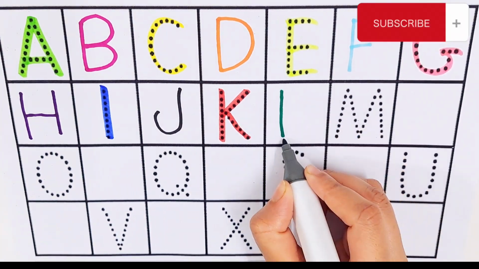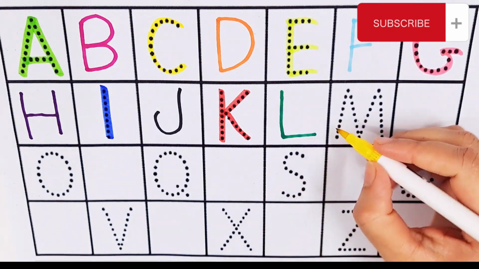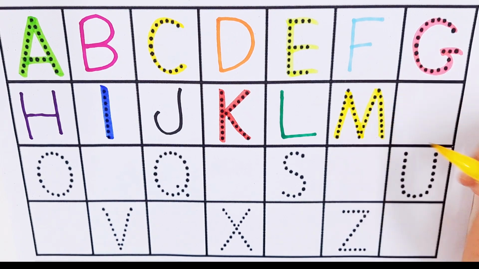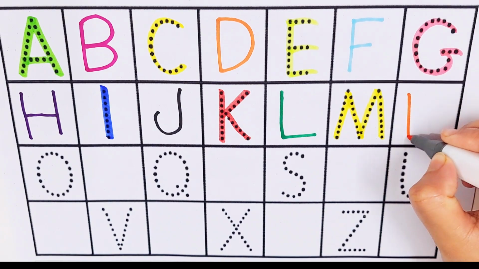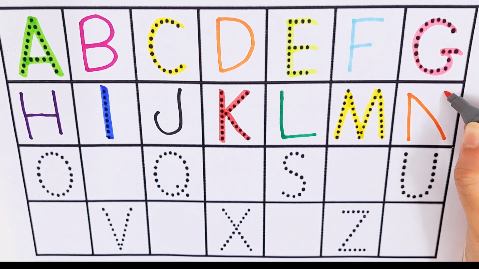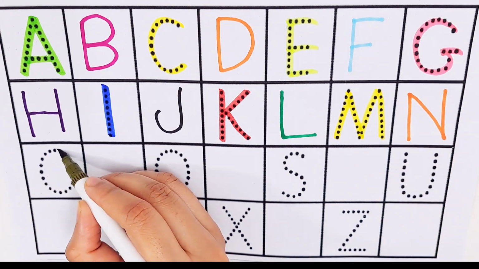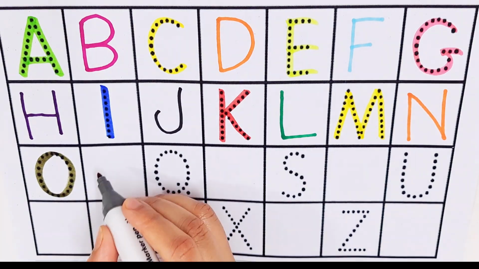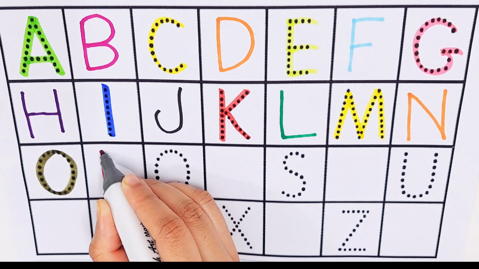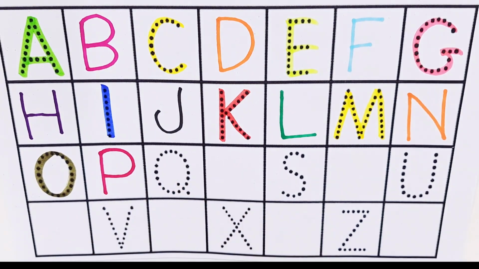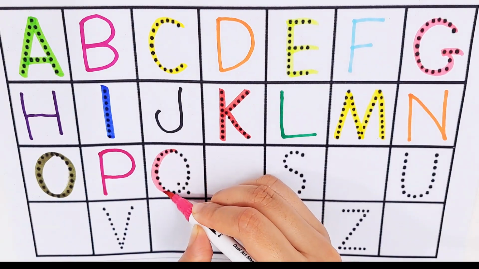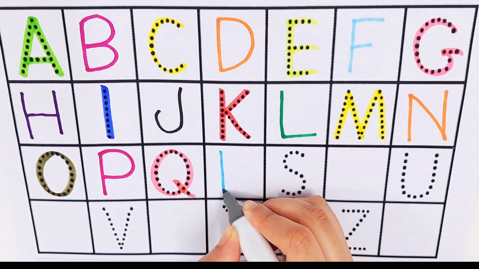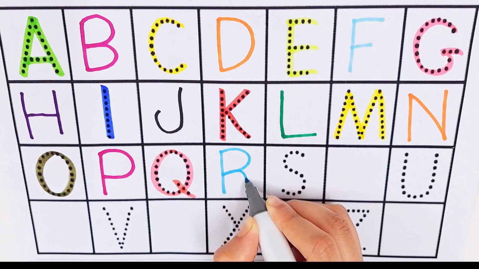L for lychee. M for mouse. N for nose. O for olive. P for pencil. Q for quilt. R for ring.